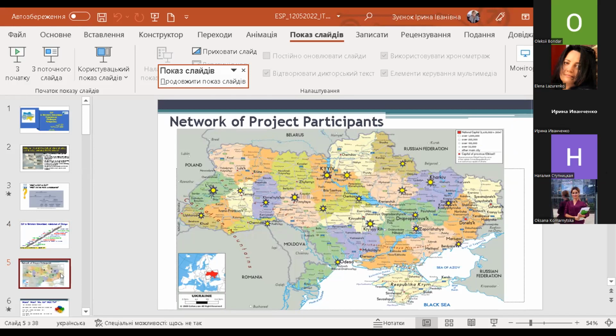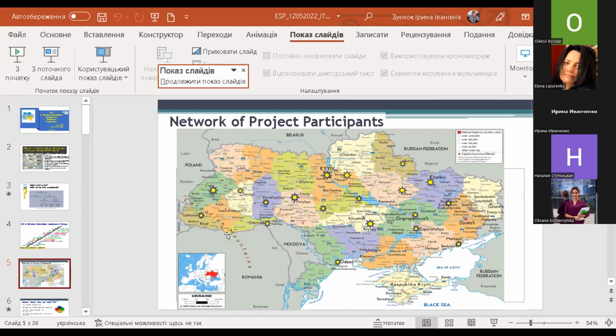I'm awfully sorry if I missed someone, but I wanted simply to show how many ESP teachers are involved in this process. And here you can see not only Kyiv as the capital of Ukraine, here you can see Kryvyi Rih, Uzhgorod, Sumy, Kharkiv, Mariupol, Zaporizhia, Dnipro. You see many cities all over Ukraine.